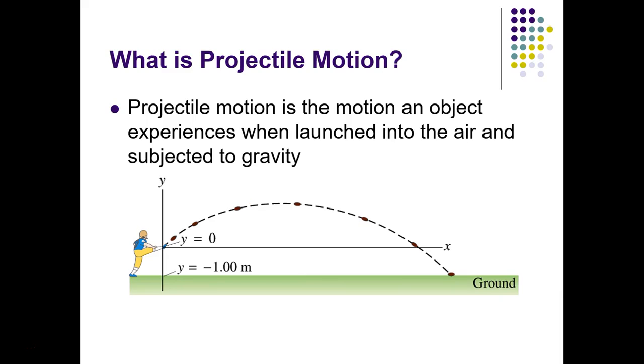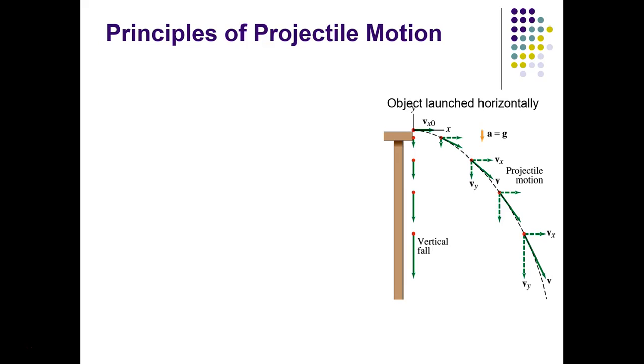What is projectile motion? Projectile motion is the motion that an object experiences whenever it's launched into the air and it's subjected to gravity. Like we could kick this football and it travels this way. We would call that projectile motion. The only thing acting upon it is gravity, and it's similar to free fall, but think of it as free fall in two dimensions. So rather than just going straight up and coming back down, we're moving up and down in the y direction, and we're moving left and right in the x direction.